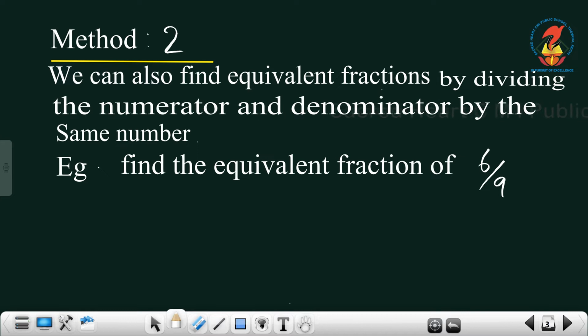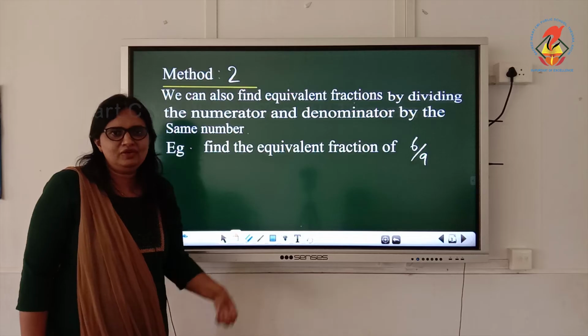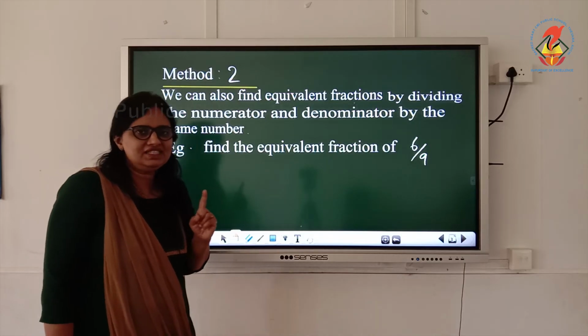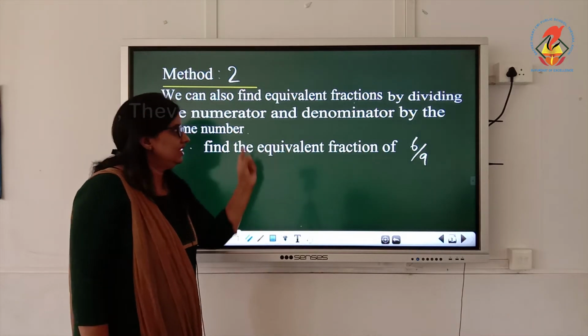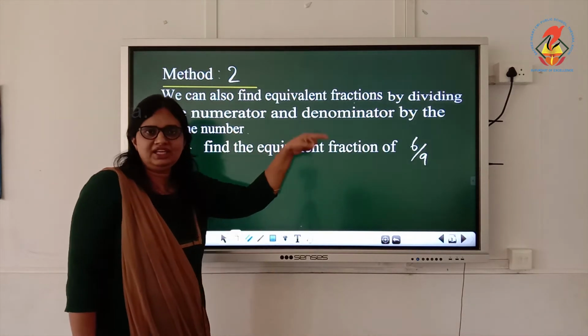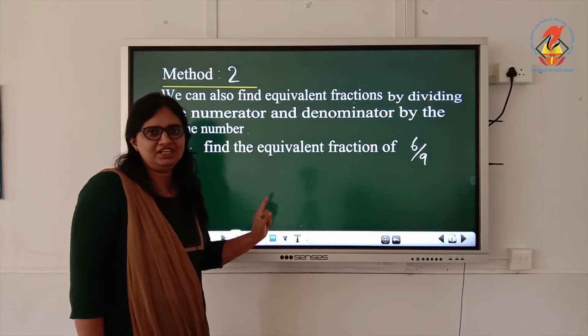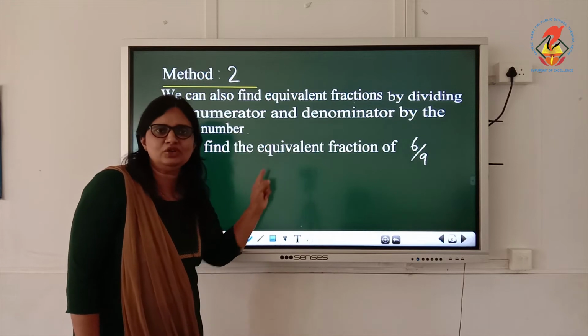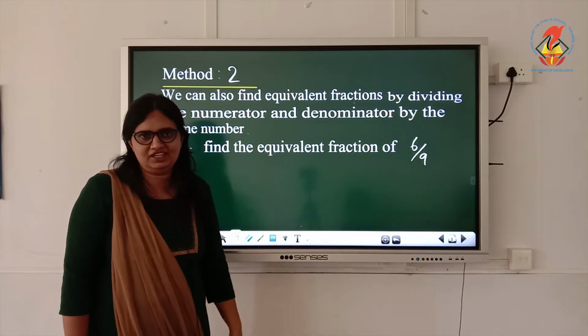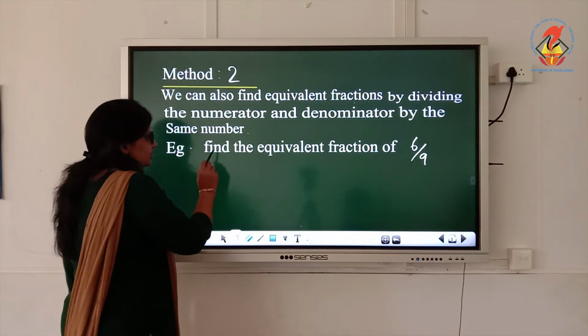And method 2 is what? We can also find the equivalent fraction by dividing the numerator and denominator by the same number. First I told you to multiply the numerator and denominator by the same number, and method 2 is to divide the numerator and denominator by the same number. For this method also you will get an equivalent fraction. Okay, how can we do this?